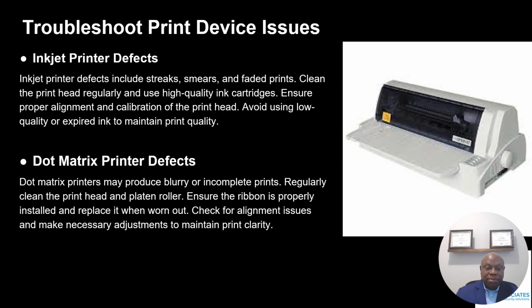Dot matrix print defects, again, some of them may or may not be around. Dot matrix printers may produce blurs or incomplete prints. Regularly clean the print head, platen, and rollers. You want to ensure the ribbon is properly installed and replace it when worn out. Again, check for alignment issues and make necessary adjustments to maintain print clarity.